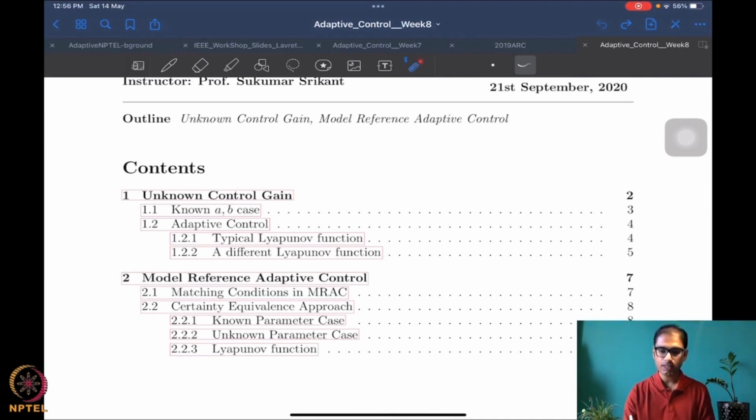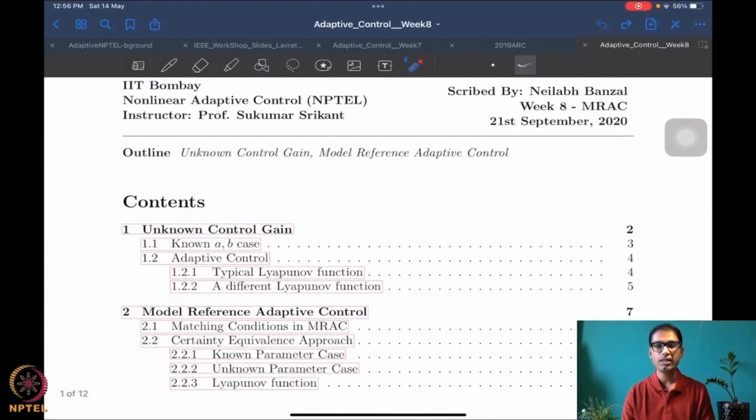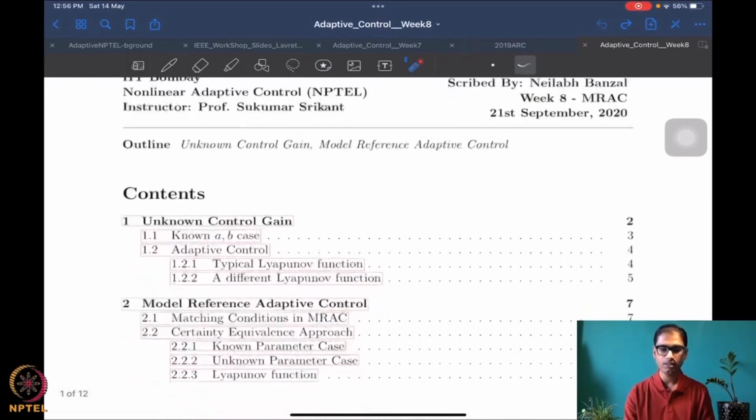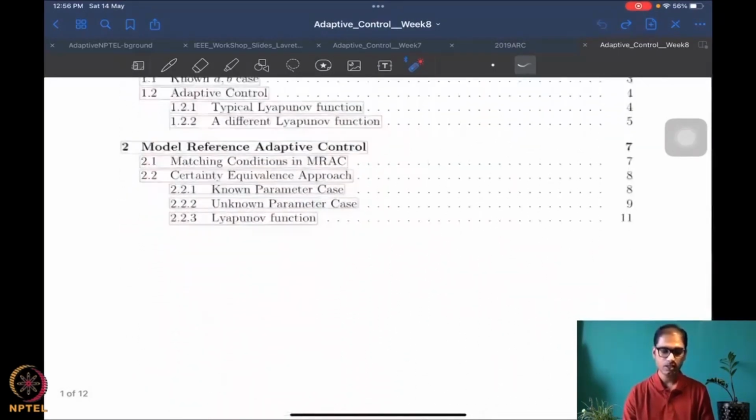And as always, we look at the scalar versions of things here. And once we have done this unknown control gain problem, we will be in a very good position to actually introduce and look at the model reference adaptive control, which is probably one of the most popular adaptive control frameworks for linear systems. So that's the outline of what is in these subsequent lectures, right?